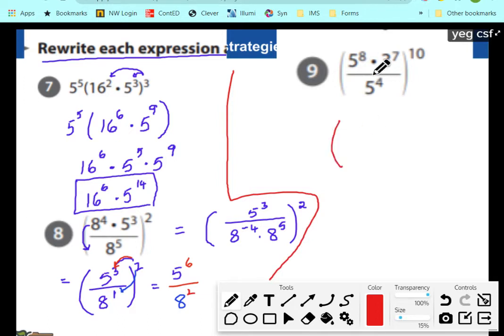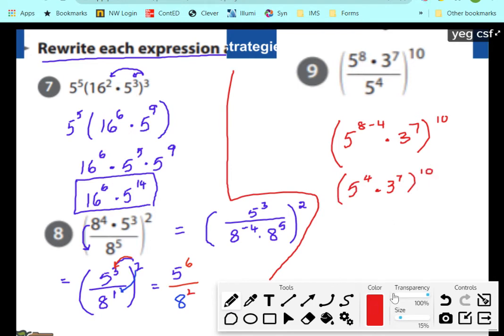So in this question, I see it's 5 to the 8 and 5 to the 8, and then I'm dividing them. So I subtract the exponents. So 5 to the 8 minus 4, and then 3 to the 7 and to the 10. Subtract these two, that's going to be 5 to the 4, 3 to the 7, to the 10.